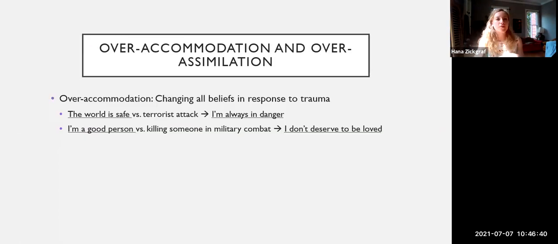So, for example, if someone over-accommodates a challenge to their pre-existing belief system, this could look like basically changing all of their beliefs in response to a trauma that maybe didn't challenge all of their beliefs, that maybe should have only caused very focal and specific changes to their belief system. So for example, someone who thought that the world was safe, but then experienced a terrorist attack might over-accommodate that challenge to their belief system by coming to the opposite conclusion. The world is totally dangerous, I'm always in danger.